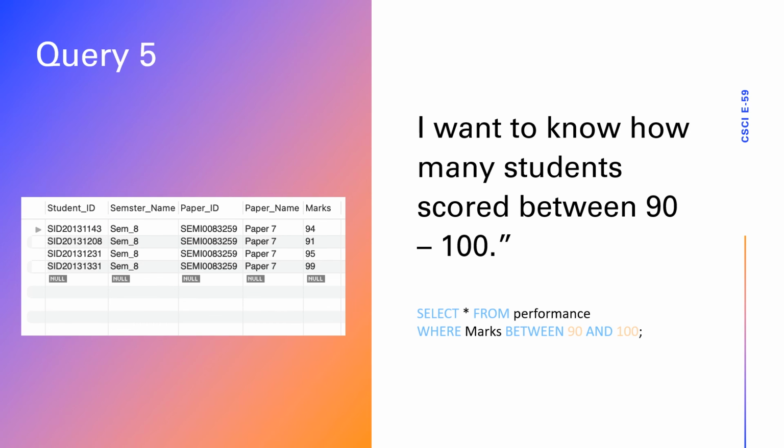And the last query is perhaps the most commonly used on a regular day. A professor wants to know how many students scored between 90 to 100 on the paper. In this case, combining the between and statement will display the intended result.